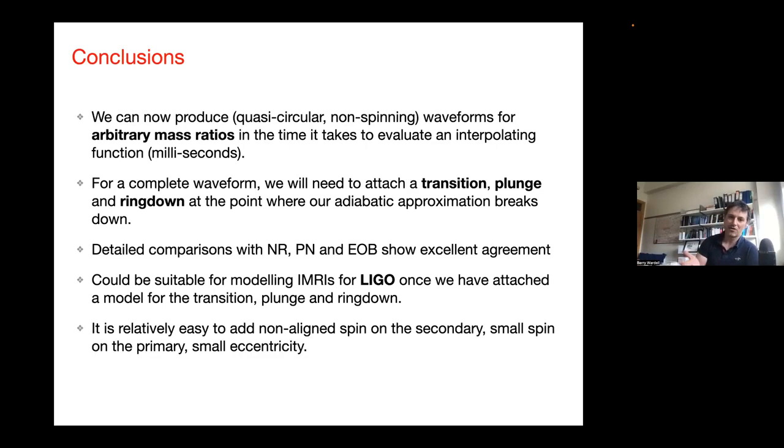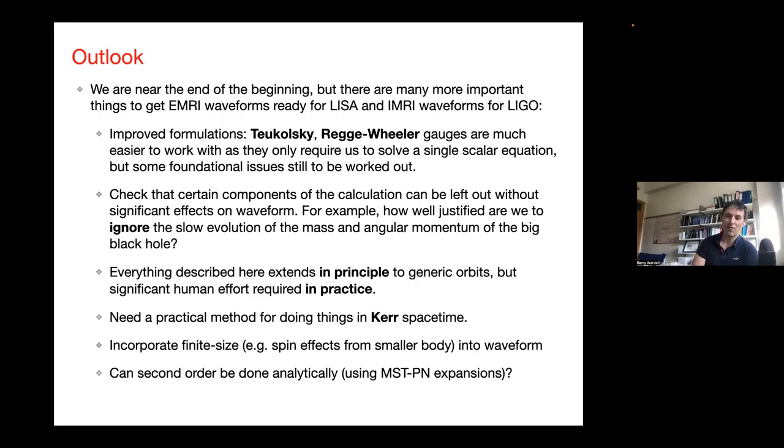Outlook. Conclusions are we can produce waveforms for non-spinning systems with arbitrary mass ratio very fast, millisecond kind of timescales. We need to add transition and plunge. We need to add more physics in terms of spins, eccentricity, things like that. And there's an awful lot more work to do to make this into a complete model, including all of the physics that we need for waveform generation.